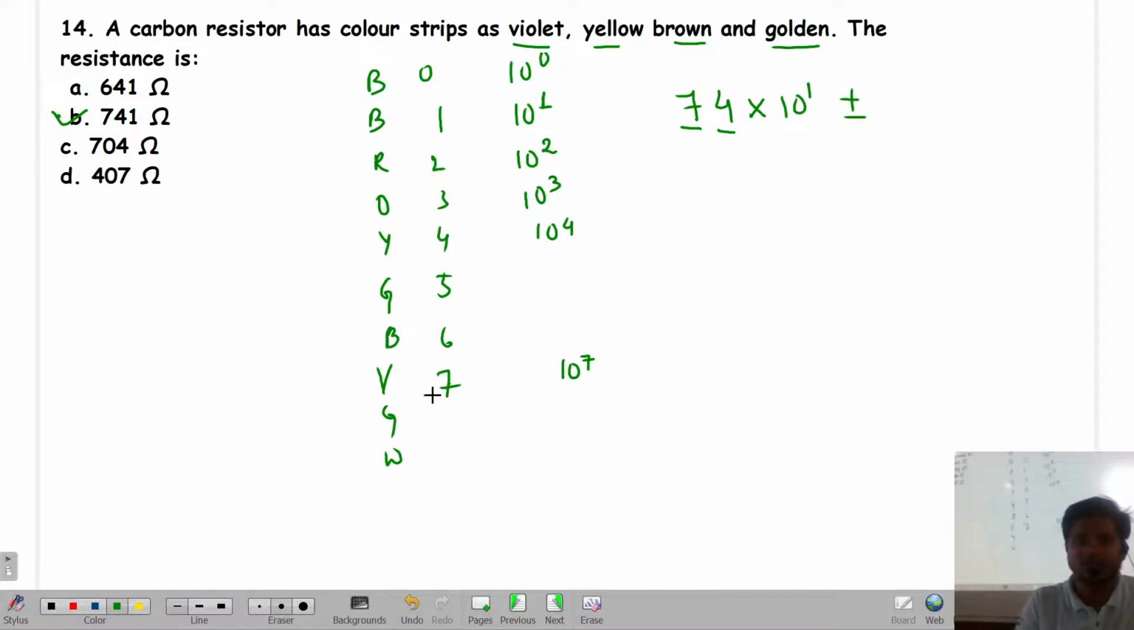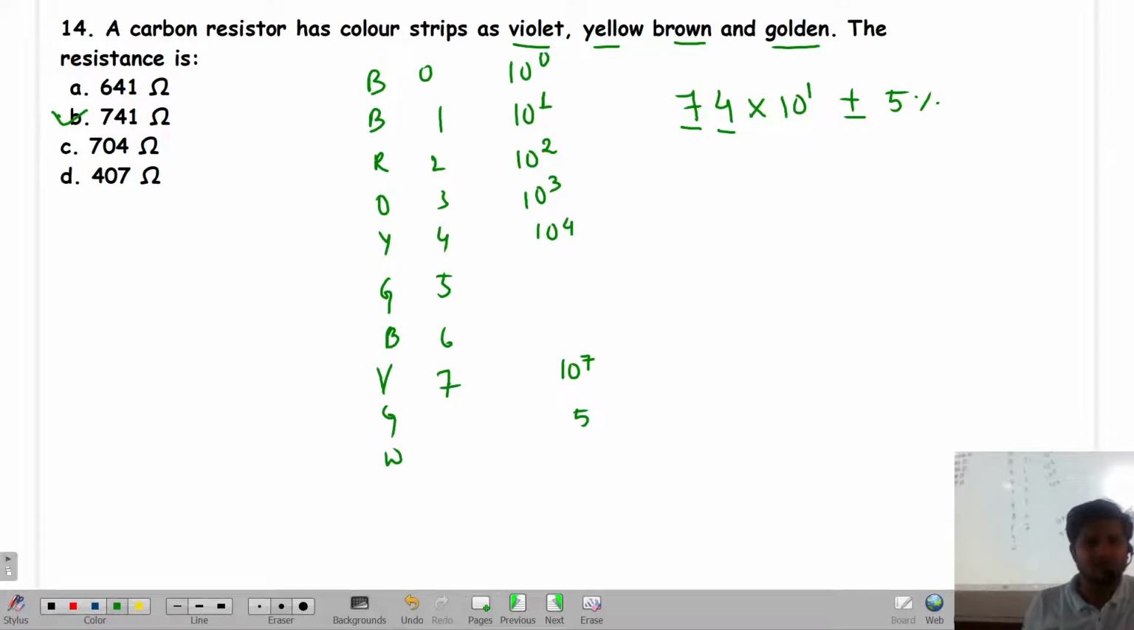And golden, so plus minus. This is 5%. Yes or no? Tolerance is how much? It is gray and white. For golden it is 5%. Got it or not? So now look over here: 74 upon 10 to the power of 1, plus minus 5%. So the answer will be 741. Got it or not?